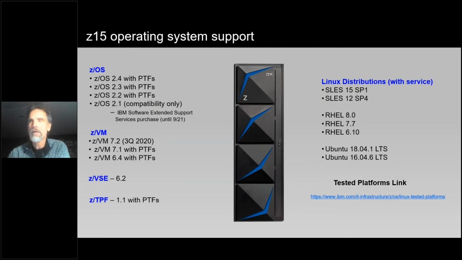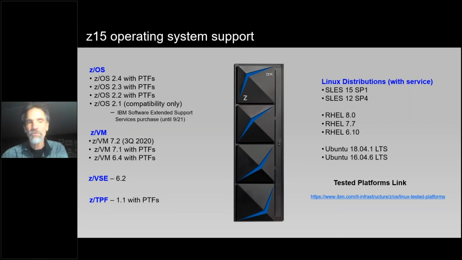Here is the operating system support for the technology, and it probably is not surprising, all version 2 of z/OS. The only thing to point out that's a little different here is that with 2.1, we've reached the end of its normal support date. In that case, you would need the IBM software extended support, and that will continue to be available until September of 2021. That's the only thing you need to keep in mind there.